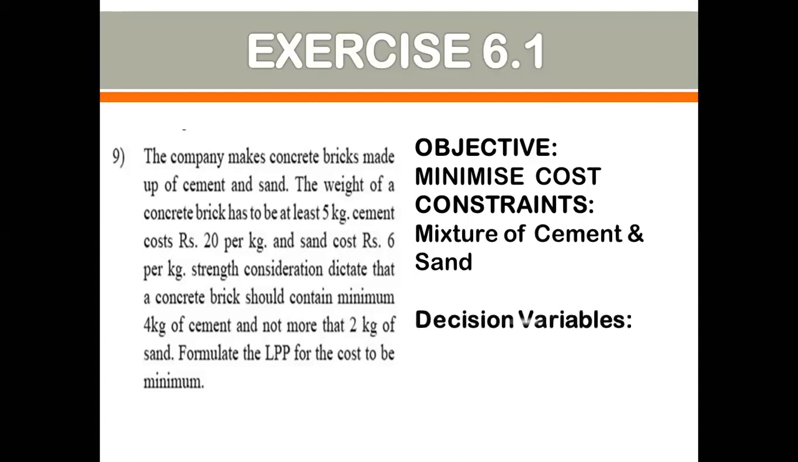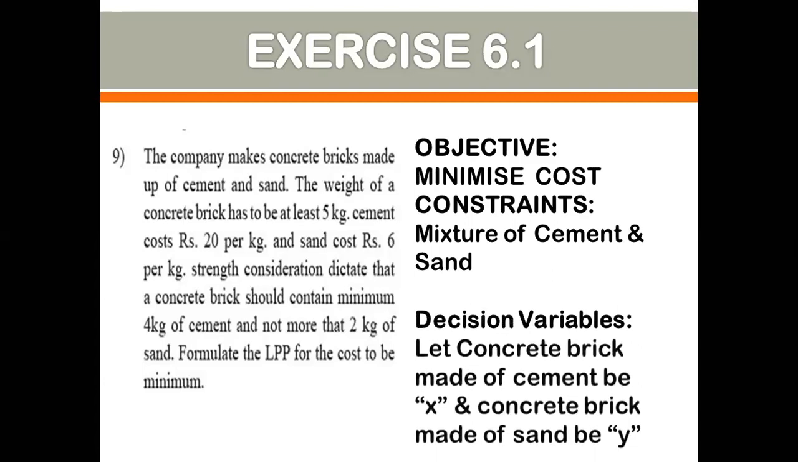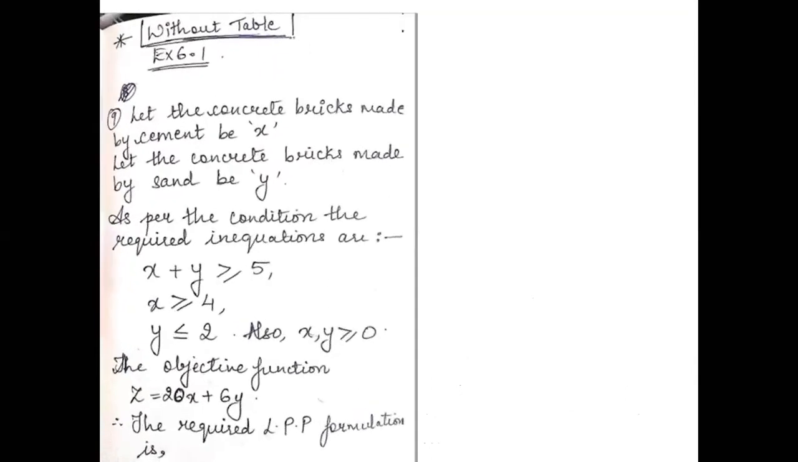Which are the decision variables? The decision variables are the concrete brick which is made up of cement, and the one which is made up of sand. So we'll assume that let the concrete brick made up of cement be X and the concrete brick made up of sand be Y. So clear with this? Coming forward to the solution, pay attention. So let the concrete bricks made up of cement be X and the concrete bricks made up of sand be Y. So as per the condition, the required inequations are.